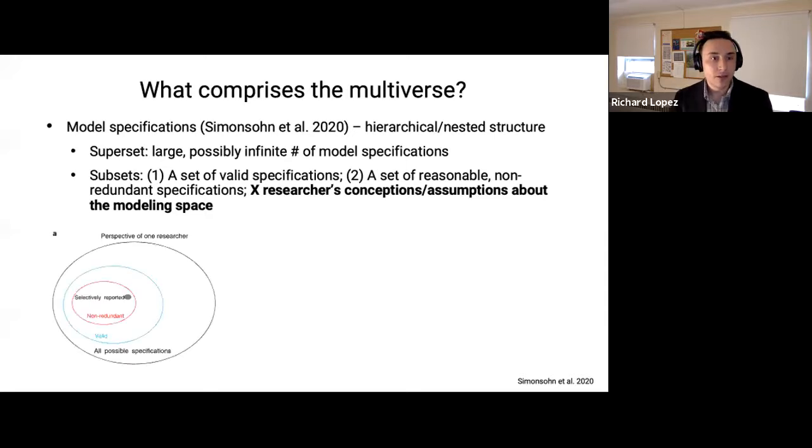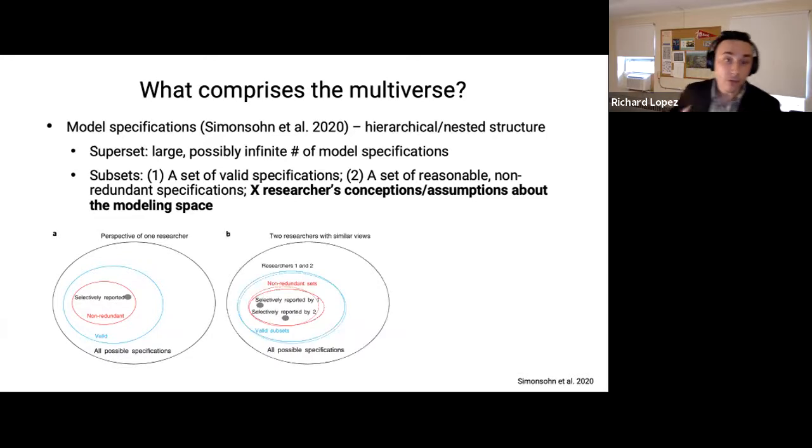So Simonsohn and others lay this out in a figure, just schematically, where you have all possible specifications in the largest oval, and then you have valid specifications in the blue oval, and then you have non-redundant specifications in the innermost red oval, and then you're selectively reporting maybe just a few models at most in just that little patch of modeling space, right? But again, this hinges on how a researcher thinks about the modeling space and which measures and variables should be tested within that modeling space.